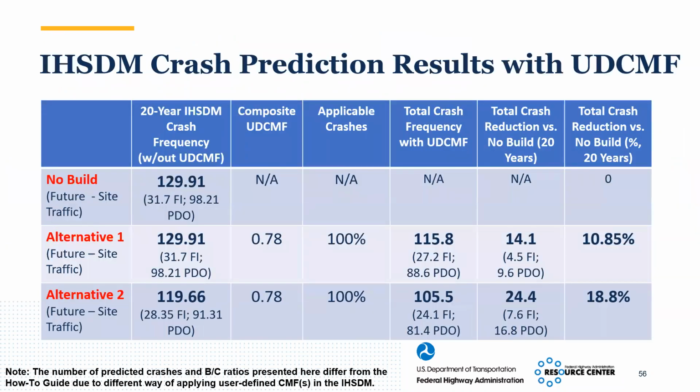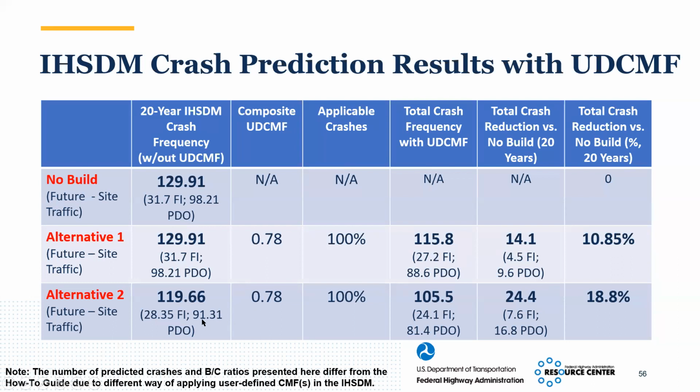And just to look at what actually happened for the crashes for no build, it was 129. But for alternative 1, prior to applying the composite CMF, again, similar, because those changes were captured by the user-defined CMF. So applying those user-defined CMFs resulted in 115, so 14.1 crash reduction.